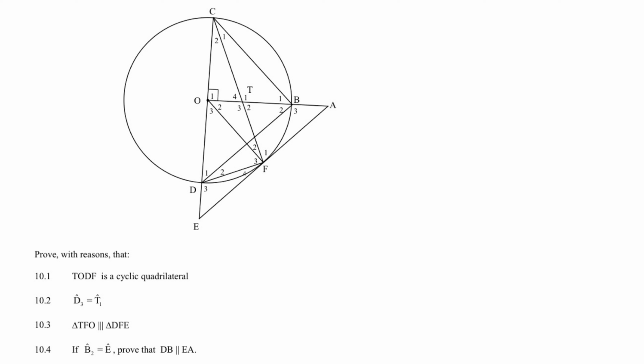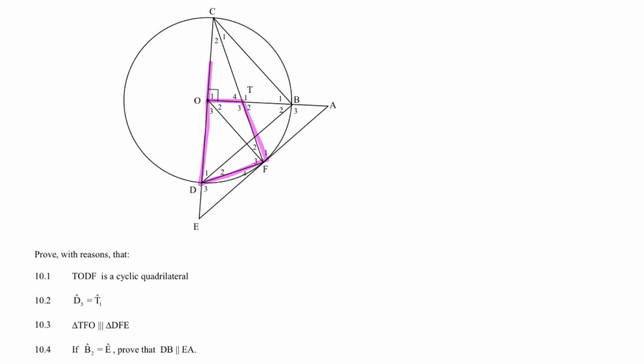So let us mark TODF on our diagram. And what I notice is that the exterior angle of that quadrilateral is equal to 90 degrees, and that was given in my information. So if I can prove that the angle O1 is equal to the angle F3 and 2 together, then I'll have an exterior angle of a cyclic quad, and that will make TODF a cyclic quadrilateral.